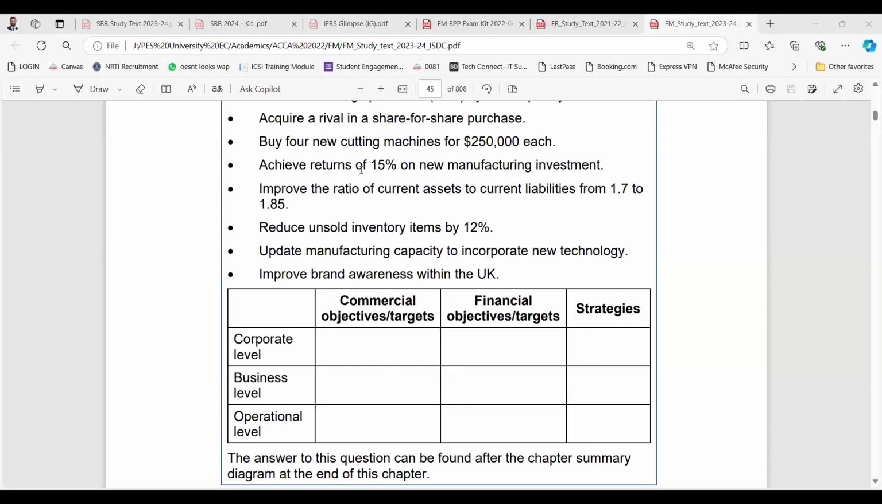Financial. 15% returns is a financial objective. Okay, which level? Corporate level. Corporate.